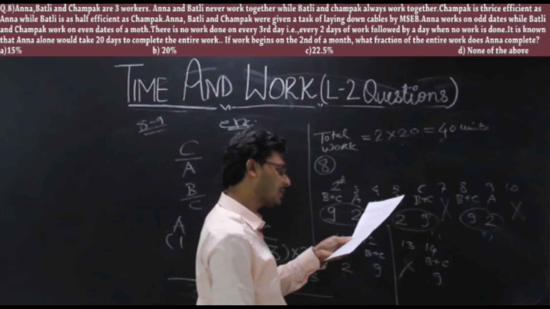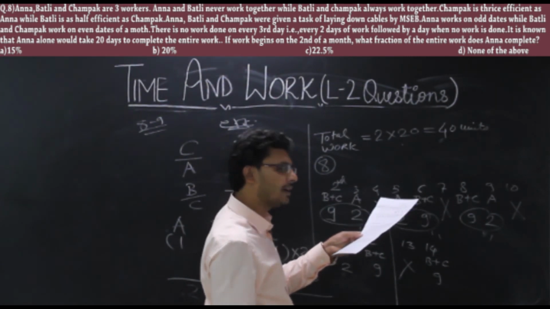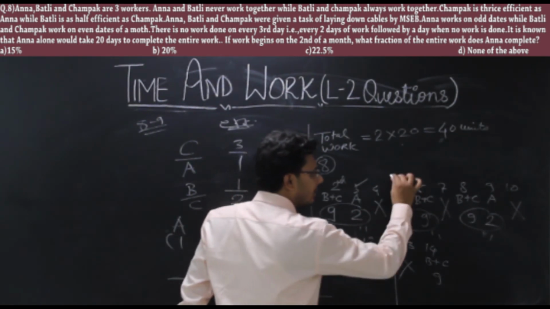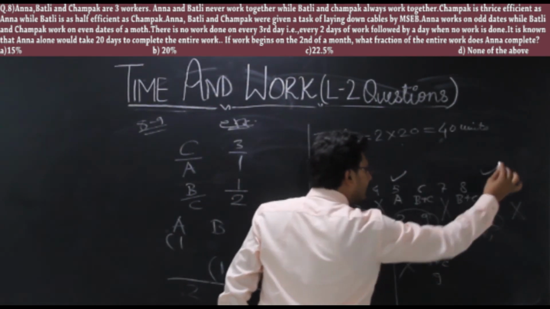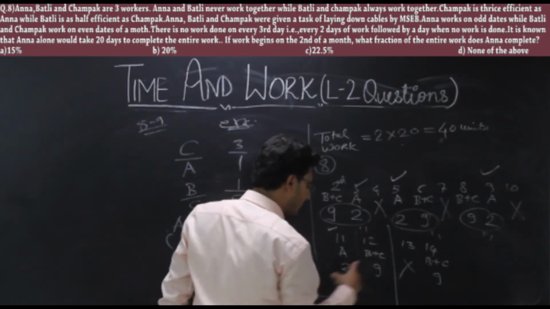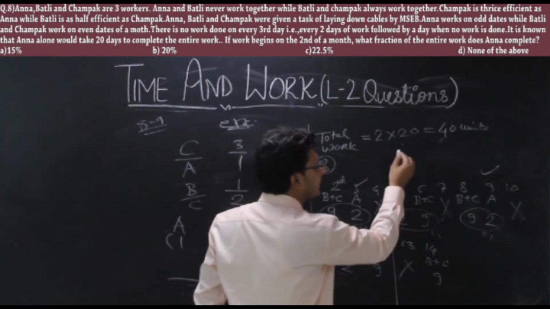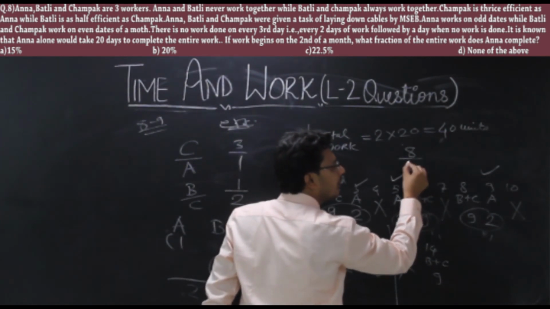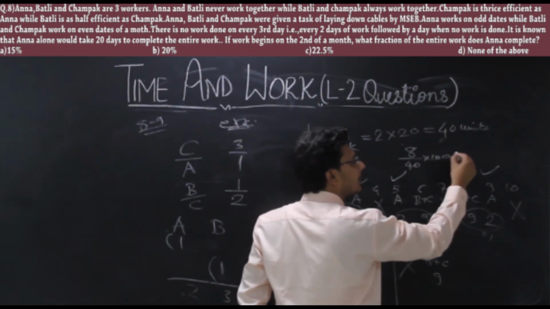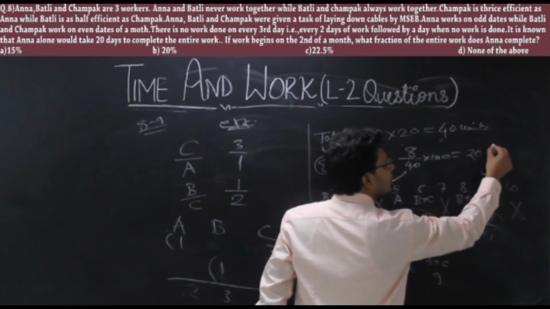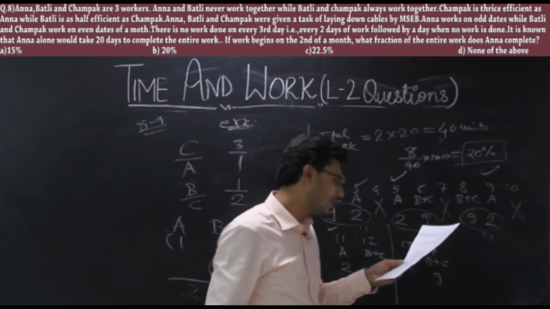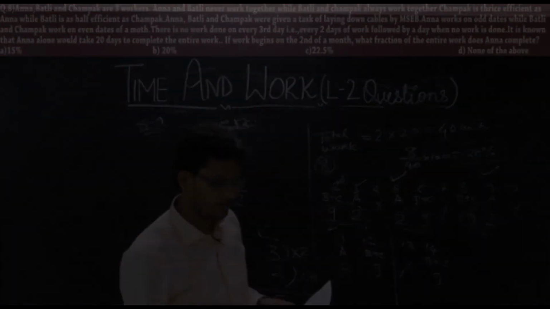So what is asked in this question? What fraction of the entire work Anna has completed? So we'll say Anna here. Anna has done in 3rd day, here 5th day, here 9th day, and here 11th day. So Anna has completed 2 plus 2 plus 2 plus 2, that is 4 times 2, that is 8 units out of complete 40 units into 100. So this in percentage is nothing but 1 by 5, that is 20%. So answer for question number 8 is 20%, option B.